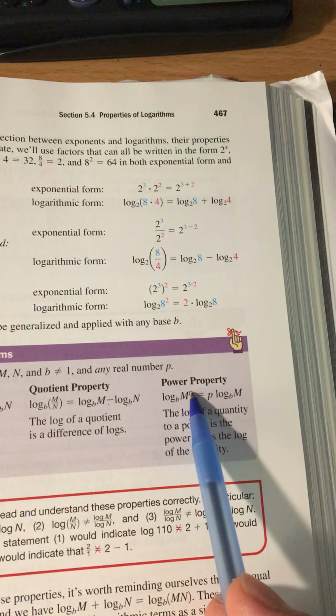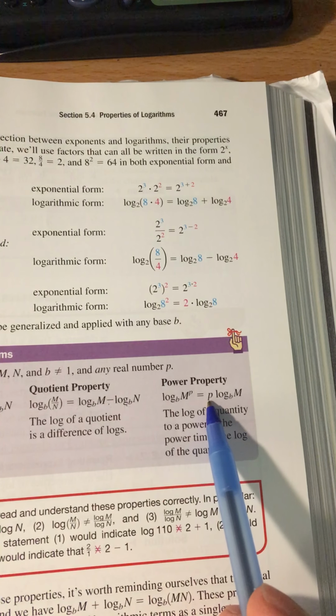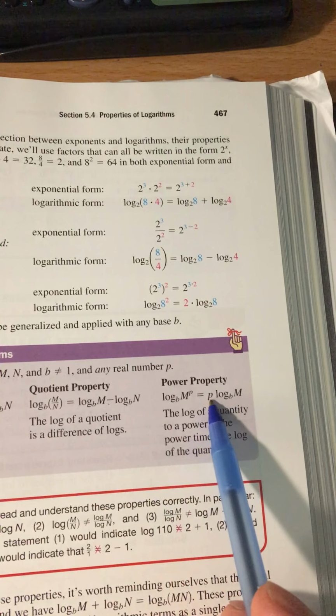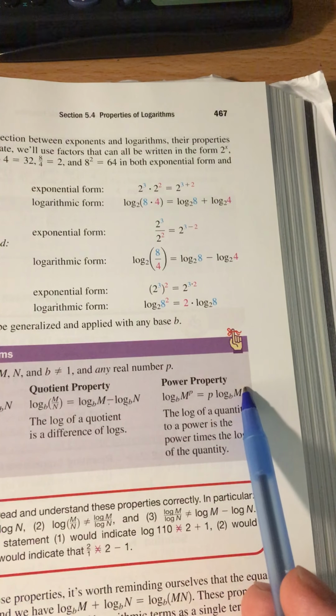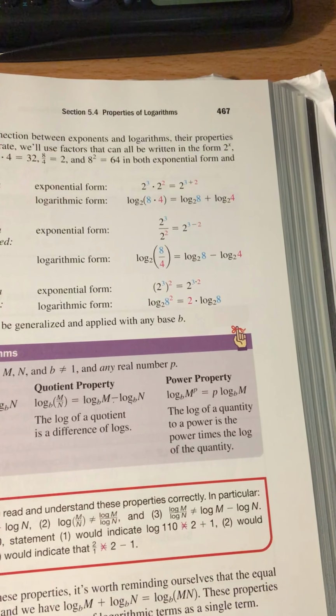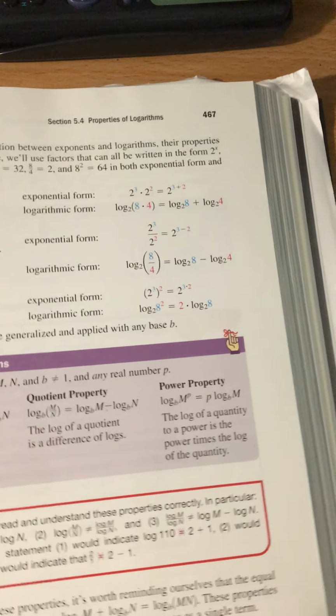You see this P? That's a power. It can become a coefficient in the front. It just moves to the front. Or if you have something like this, you can move the P and make it the power on that. Okay? So let me give you a couple of examples of properties of logarithms.